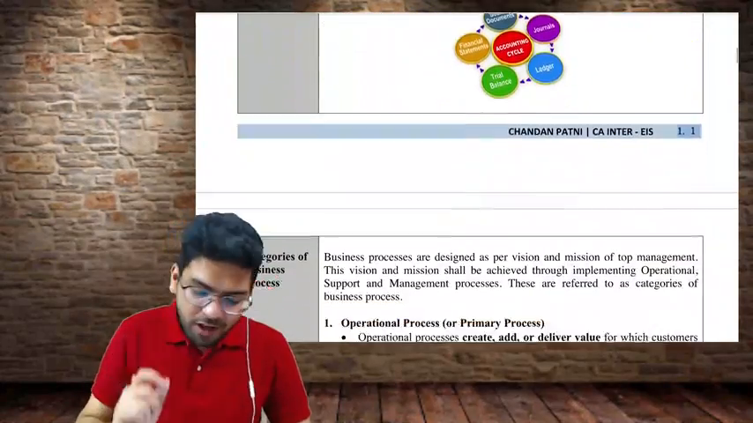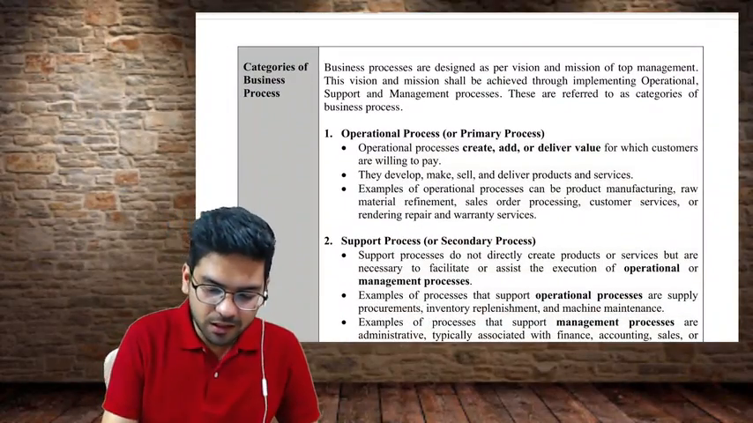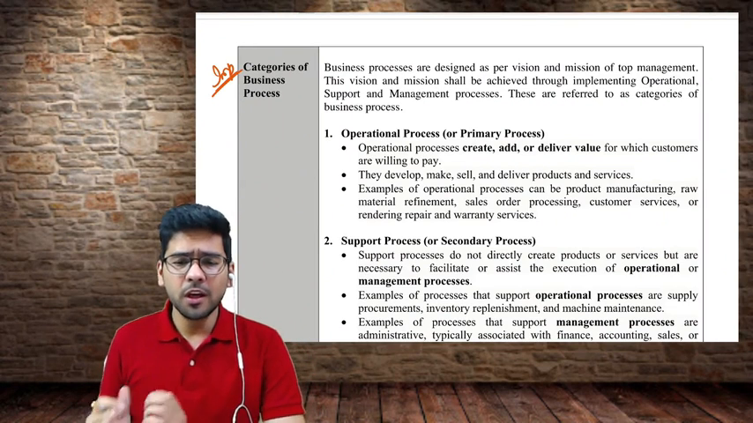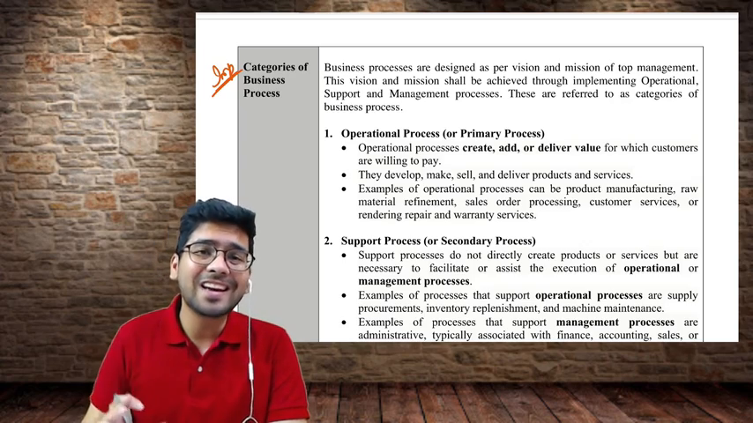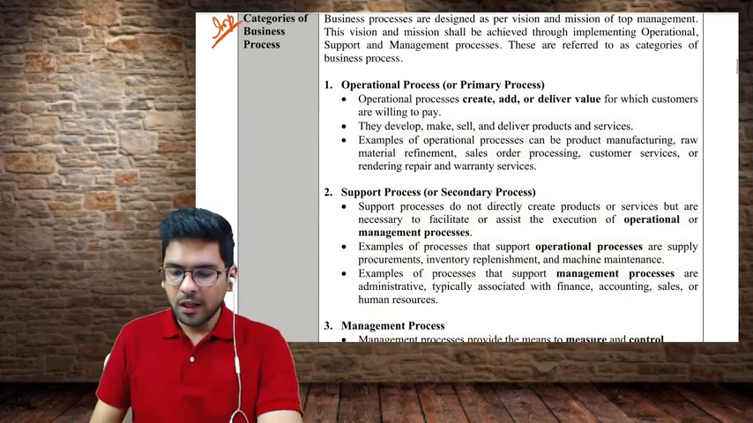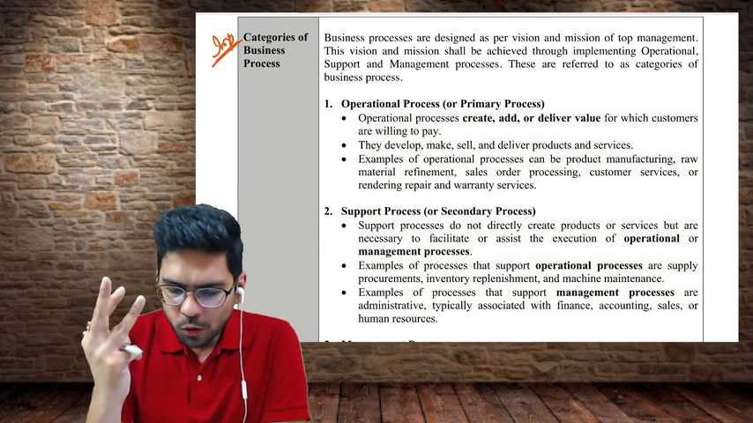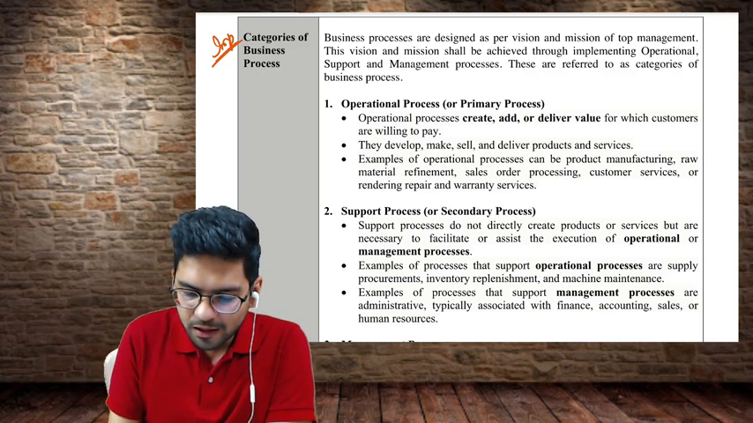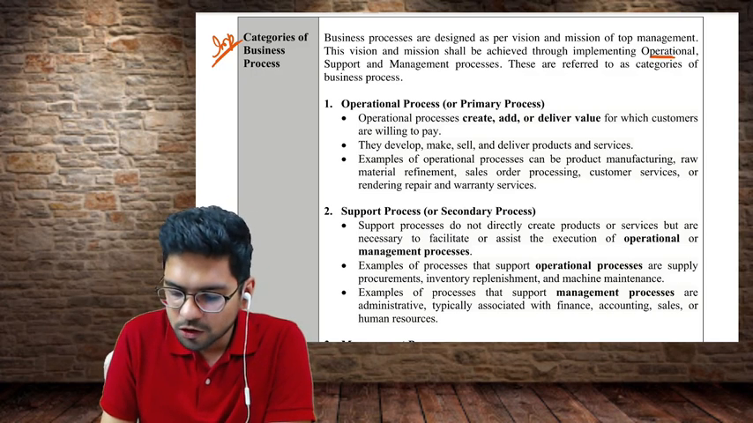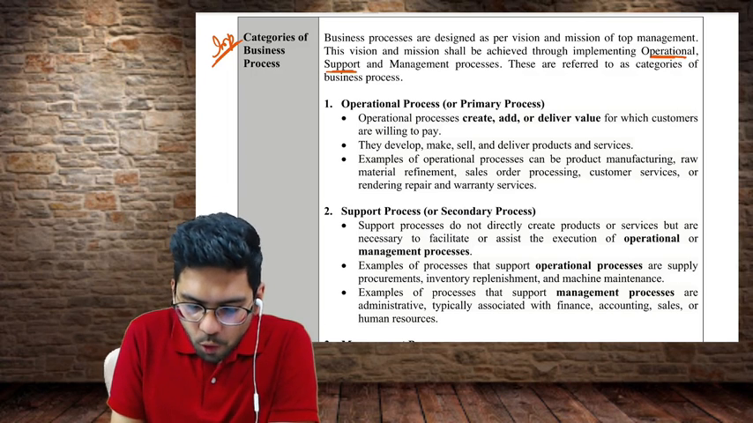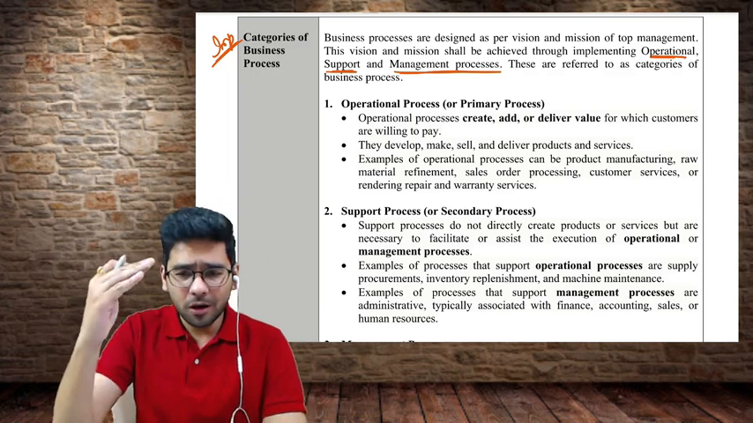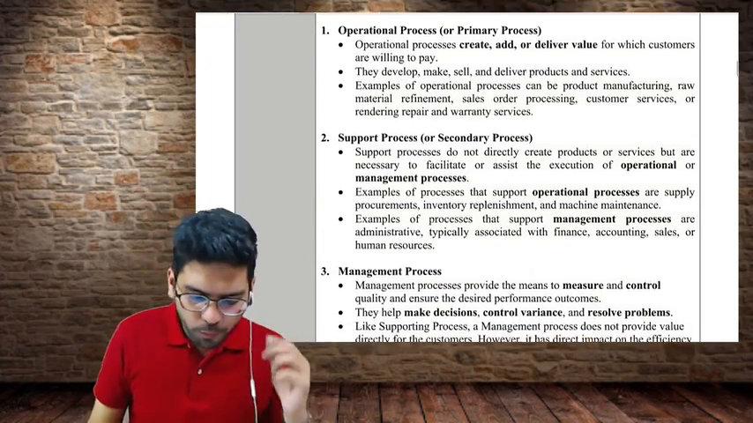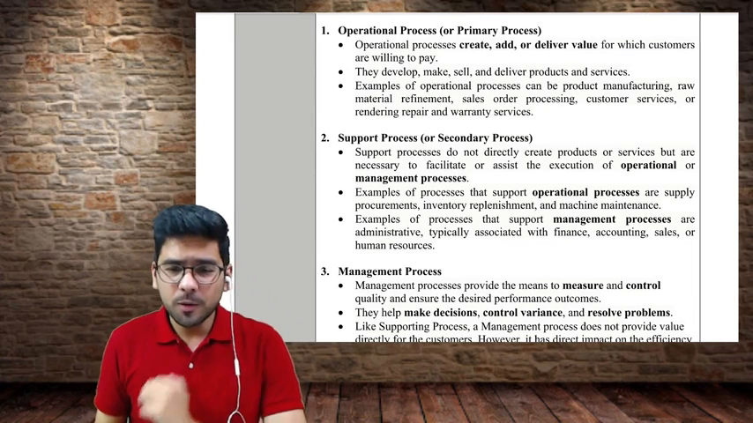Now one very important question that we have to understand in business process basics is, what are the different categories of business process? Very, very important question. We are going to cover 3 categories of business processes here. These are referred to as the categories. We have got 3 business categories: one is operational, second is support, and the third one is management process. You all can see the headings here. First is operational process, second is the support process, and the third one is management process.